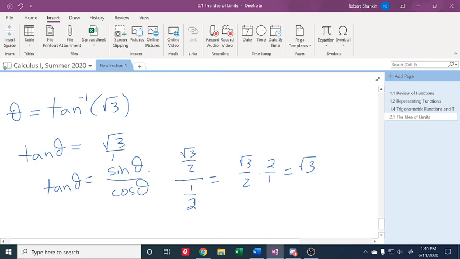So what's the angle whose sine is square root of 3 over 2 and whose cosine is 1/2 on the unit circle? That would be the sine is the bigger one. It's this one up here. So that's going to be pi over 3. Does that answer your question, Alondra?